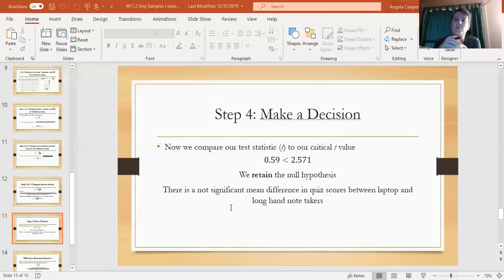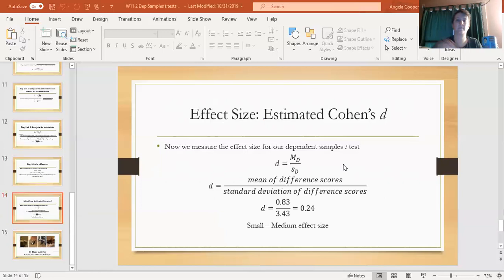Again, if we were to draw a normal distribution where on one end was negative 2.571, and on the other was positive 2.571, that 0.59 is going to fall in the middle of that distribution. If it helps you to think of it as a number line, then by all means go for it. But either way you slice it, we're going to retain the null hypothesis, meaning that there is not a significant difference between quiz scores for people who took notes on a laptop versus people who took notes with pen and paper. We retain the null hypothesis. Woo! All right.